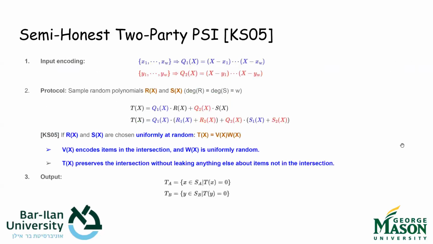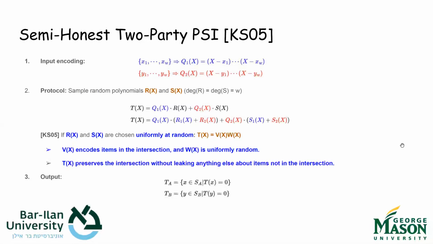Before introducing our protocols, I'd like to go through the background work that our constructions are based on, which is the construction presented by Kissner and Song. At a high level, Kissner and Song encode the input set with a polynomial. Kissner and Song prove that if the parties compute T equal to Q1R plus Q2S, where R and S are random polynomials, then T can be written as T equal to VW, where V(x) encodes the items in the intersection and W has a uniformly random distribution. As a result, T preserves the intersection without leaking anything else.